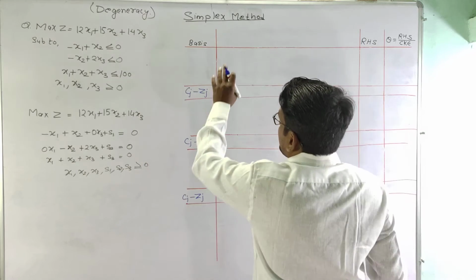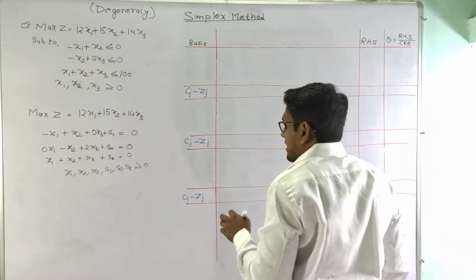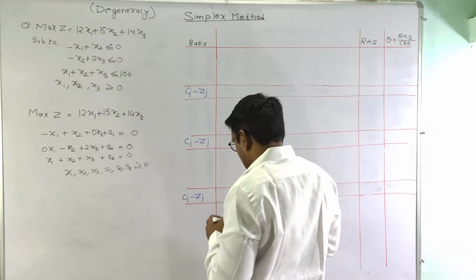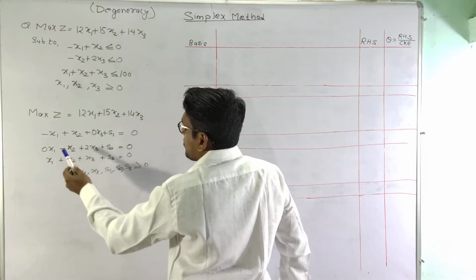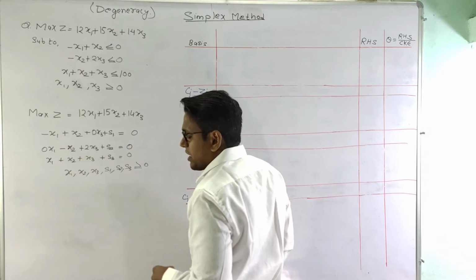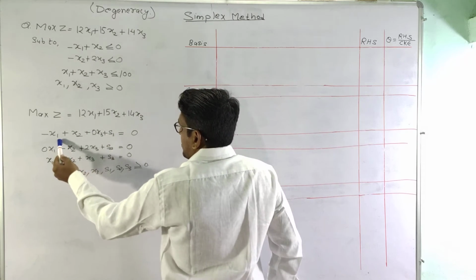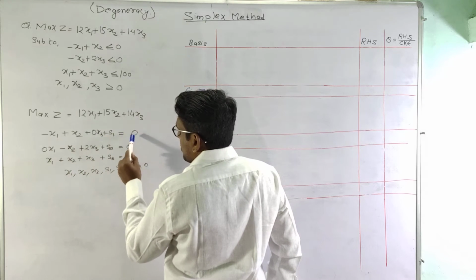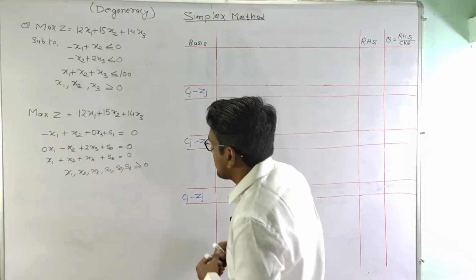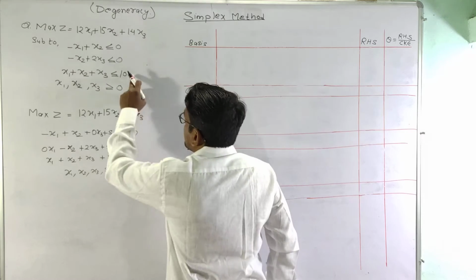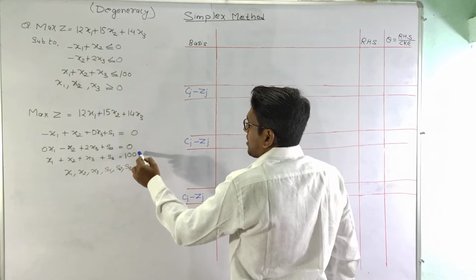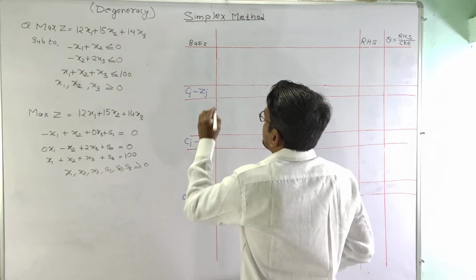To solve this problem, we need to make the initial basic feasible solution first and see if s1, s2, s3 are eligible to enter the basis column. To verify that, we will put x1, x2, x3 as 0 and see what s1, s2, s3 come out as. If I put x1, x2, x3 equal to 0, I get s1 equal to 0, s2 equal to 0, and s3 equal to, sorry, 100. So all these are non-negative, which means they are eligible to enter the basis column.